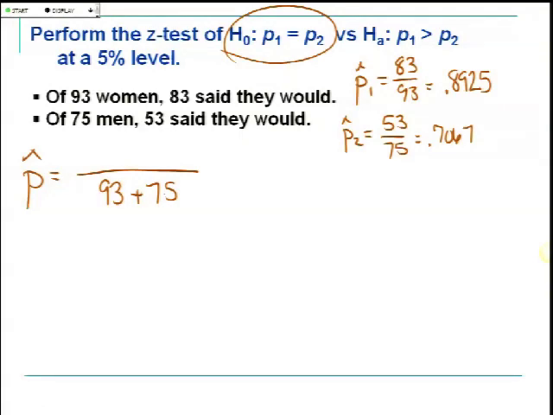Now, if you work it from the formula, they're kind of going to go circular. You already have the numbers to go directly on the top. How many said yes for the women? 83. How many said yes for the men? 53. Just take the total yeses.